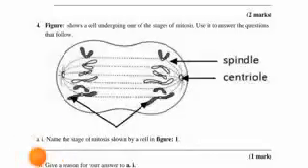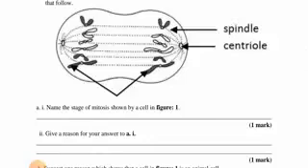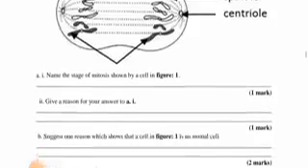Yeah, so we see that this is the anaphase stage, since the chromosomes have been split and they have migrated to opposite poles. So the stage is anaphase. Give the reason: the chromosomes have spread and migrated to opposite poles.